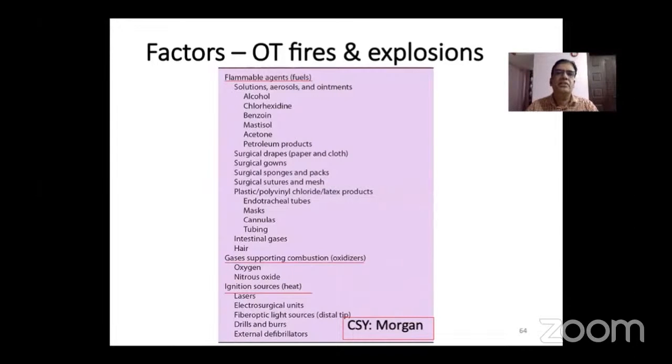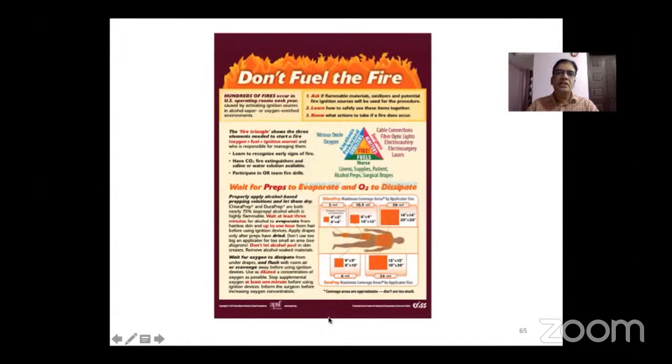where there is a list of various factors. The various flammable agents that are the fuels: alcohol, chlorhexidine, benzoin, intestinal gases, and other things. Gases supporting combustion: nitrogen, nitrous oxide, and oxygen. Ignition sources could be lasers, surgery, fiber optic light sources, and so on.